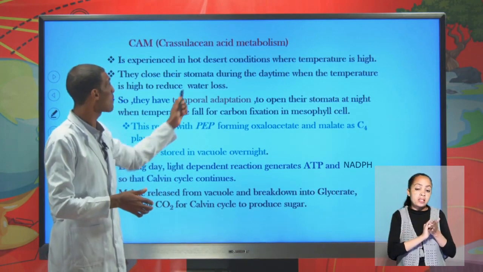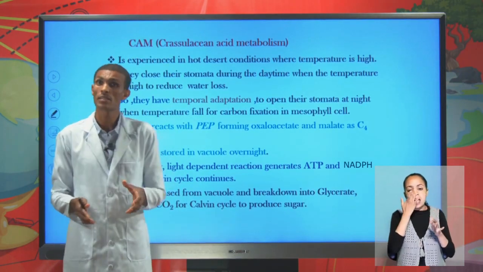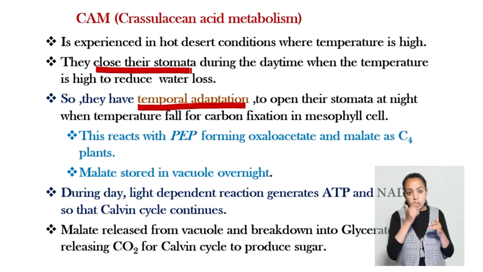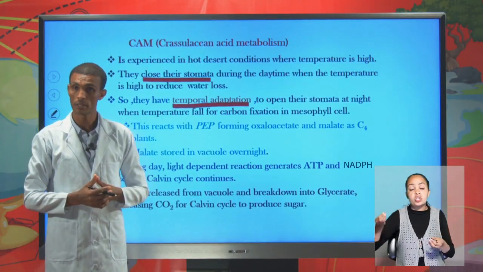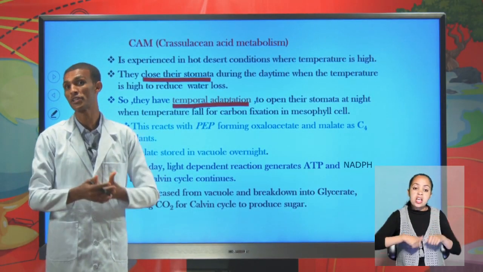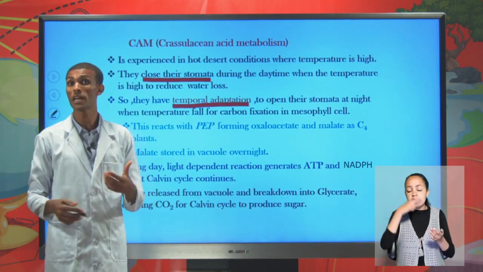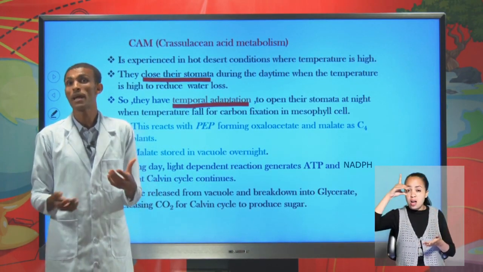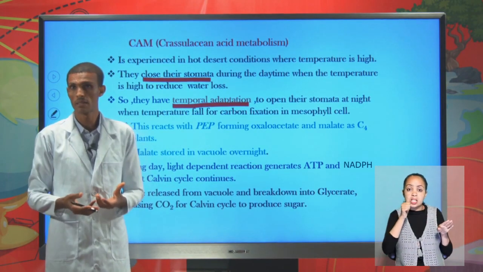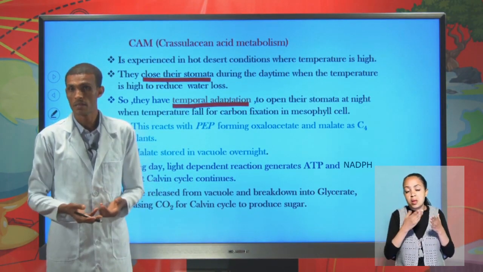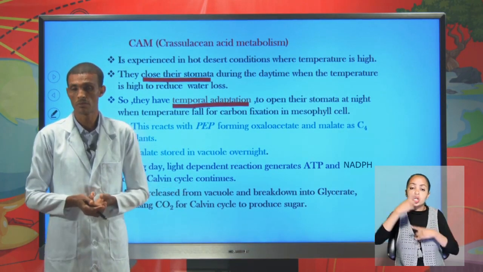By that, these types of plants have their own adaptation, which I mean is a seasonal or temporal adaptation, not spatial adaptation. They are adapted to close their stomata during the daytime when the temperature becomes high to reduce the rate of evapotranspiration. If the rate of evapotranspiration becomes high and the plants open their stomata, the plant may get dry and the rate of photosynthesis goes to zero.